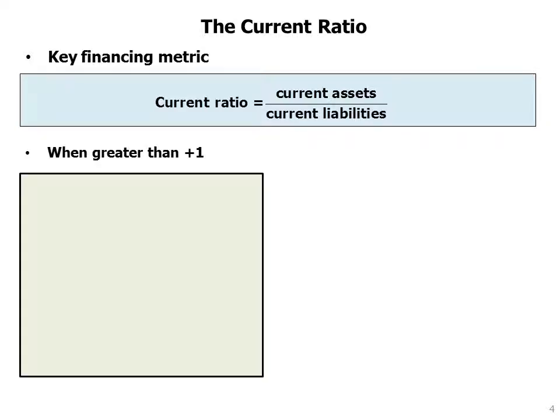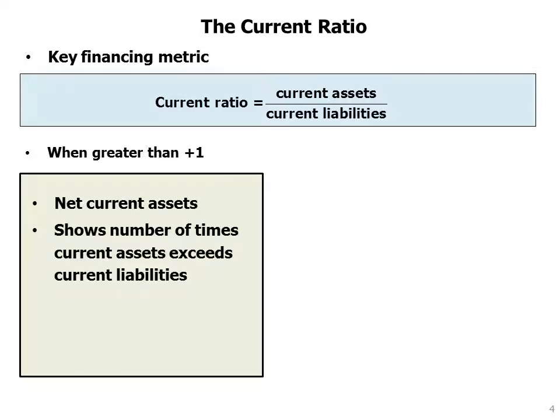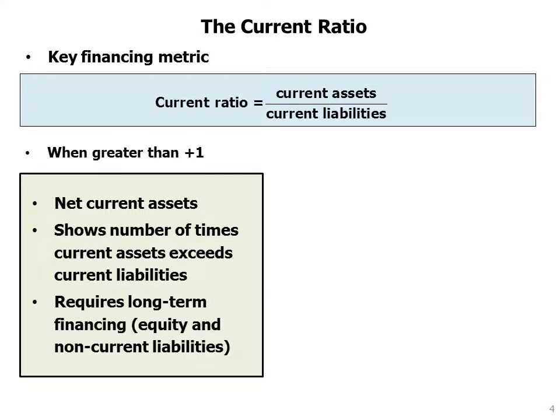If the current ratio is greater than 1, it means that current assets are greater than current liabilities, so it's otherwise known as net current assets. And the value shows the number of times that current assets exceed current liabilities. If it's greater than 1, it means that working capital requires long-term financing from equity and non-current liabilities.